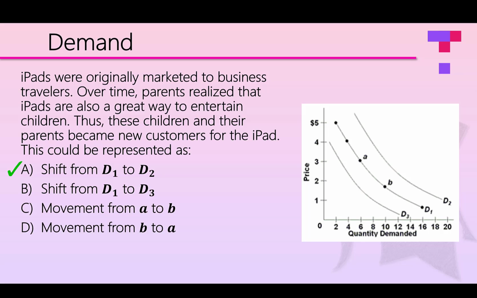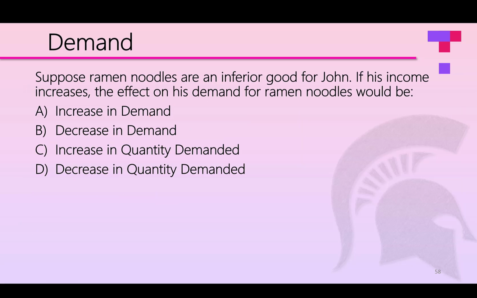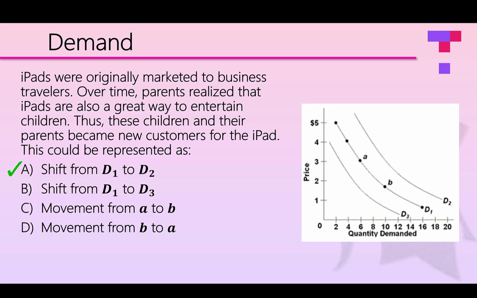So, one of the things we talked about as a shifter or as an increase in demand is new customers. And so now we have a group of new customers, which are children and their parents who buy them these things. So that is a shift to the right in demand. So that means we are shifting from D1 to D2.